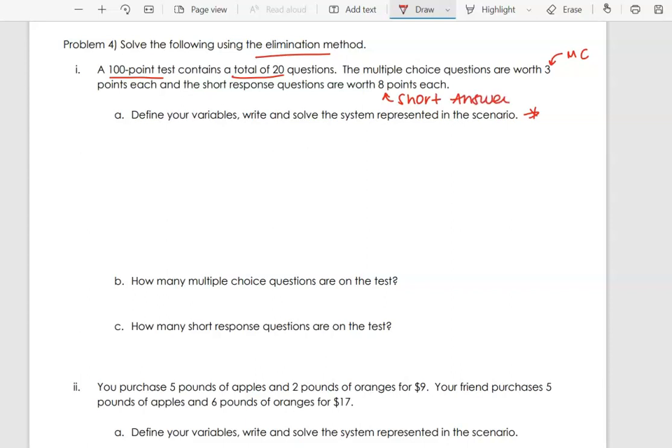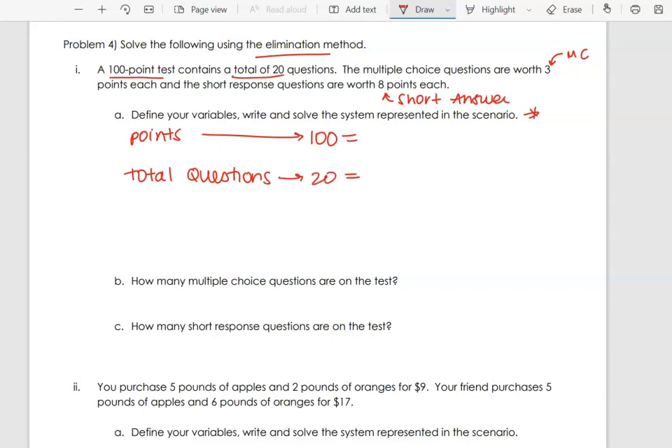Okay, so define your variables. Write and solve the system represented in the scenario. So I think about a couple different things. I think about we're dealing with points, and then we're dealing with total questions. And so when I think about the total points, I've got 100 points. So that's going to be the total points. And when I think of total questions, I've got 20 questions.